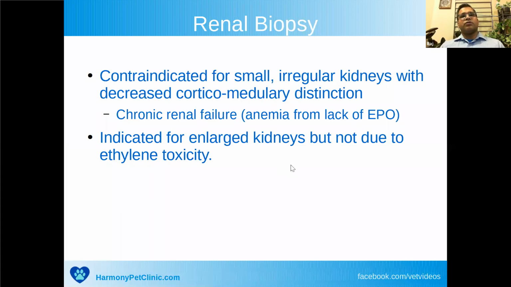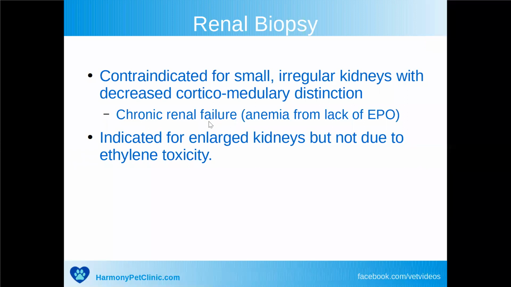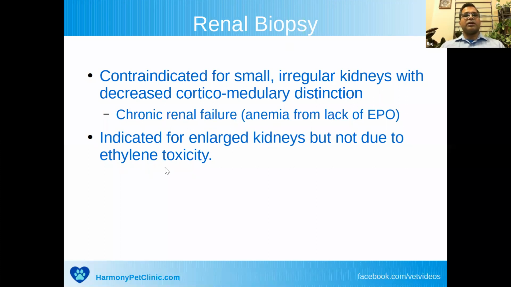Next diagnostic we'll go over is the renal biopsy. We are almost done, just a few more minutes. It is contraindicated for small irregular kidneys where there is decreased corticomedullary distinction. It can be chronic renal failure, and in chronic renal failure there will be anemia from lack of erythropoietin. Renal biopsy is indicated for enlarged kidneys, but sometimes ethylene glycol toxicity, which is an antifreeze used in cars, we should not do renal biopsy on that. It can further precipitate renal failure.